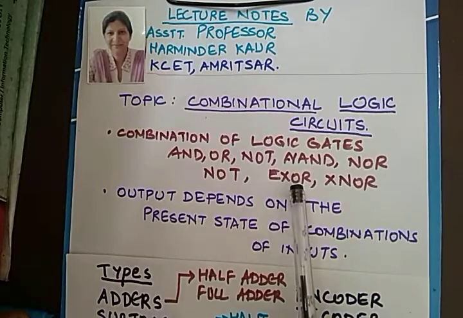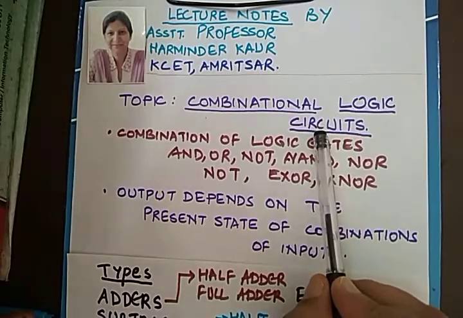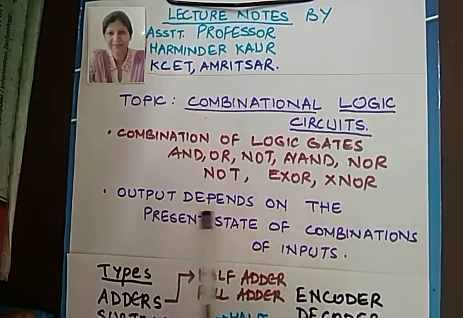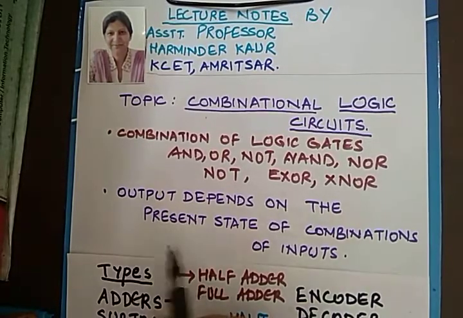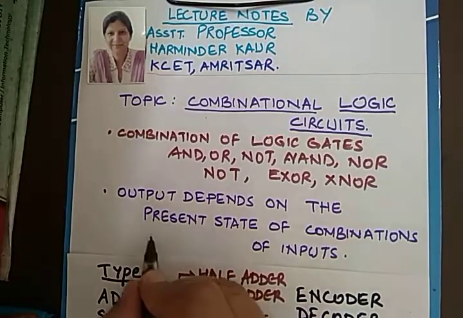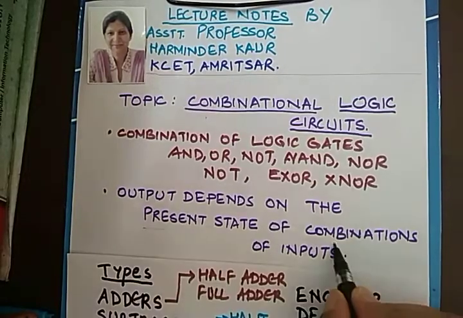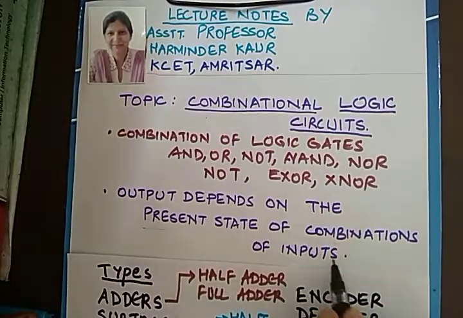The property of a combinational circuit is that the output depends on the present state of the combination of inputs.